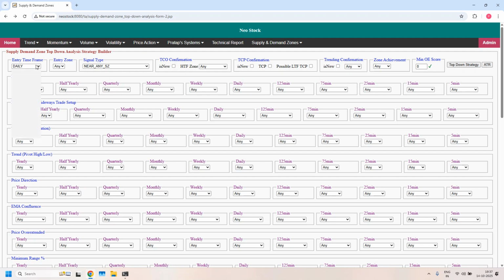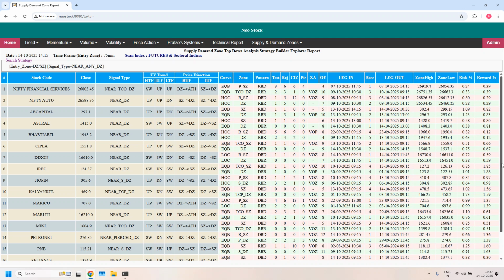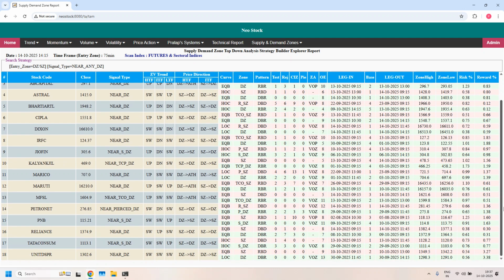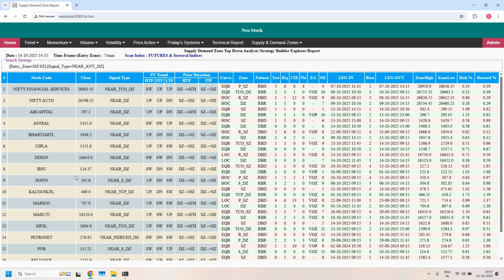Next time frame is 75 minutes. Stocks near to the 75 minutes demand zone. We got 18 stocks. Let us identify 75 minutes high liquidity demand zones from this list.